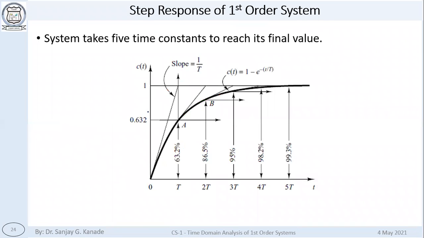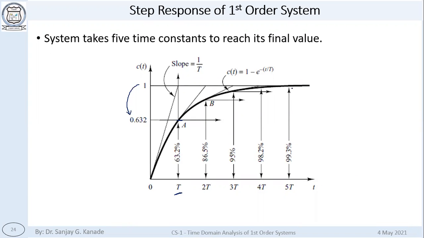Okay. This we also discussed yesterday, that the time at which the output is 0.632 of the final output, or 63.2% of the final output, is called the time constant. Okay, that is what the time constant value is. And at 4T we get 98.2%, and at 5T we get 99.3%.